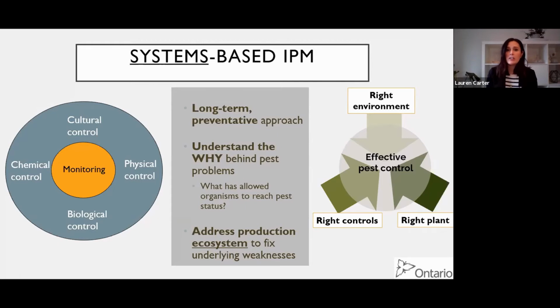And basically, we want to think about IPM as a long-term preventative approach, understand the why behind our pest problems, what has allowed each organism to reach pest levels. That's usually because one of these things is out of balance, and address the whole production ecosystem to fix underlying weaknesses. So really thinking about IPM at each stage of production.